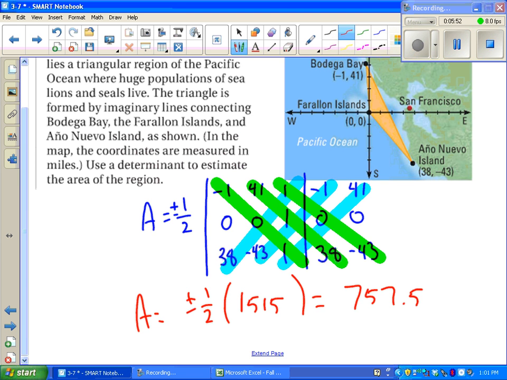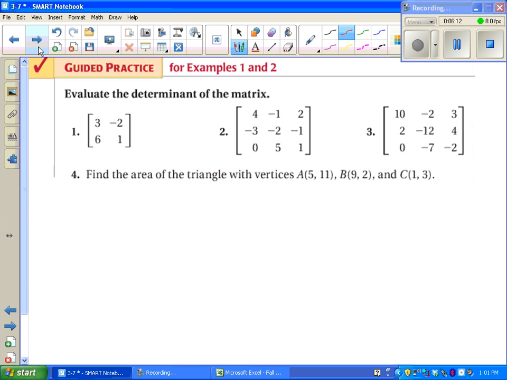I decide to multiply by the positive 1/2 to keep my answer positive, and I get 757.5. Let's see what our units are. Coordinates are measured in miles. This is an area, so miles squared. Don't forget to include your units. You don't want to lose a point for the easy part. And that's it. So I find the area of a triangle on a coordinate grid. We don't need to know the base and height, we just need to know the coordinates. You can go ahead and pause the video right now and try these on your own, or you can do that later.